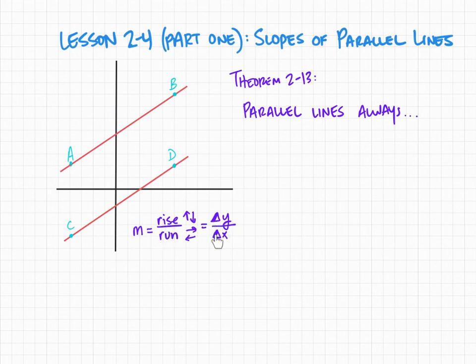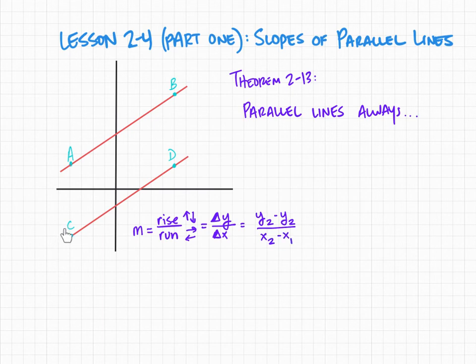And I said that delta looks like a triangle, but it's the Greek letter delta. That represents the change in. So how do we find the change in y or the change in x? Well, we take one of our y coordinates and we subtract the other one. And to find the change in x, we're going to take one of our x coordinates and subtract the other one. So let's do that.